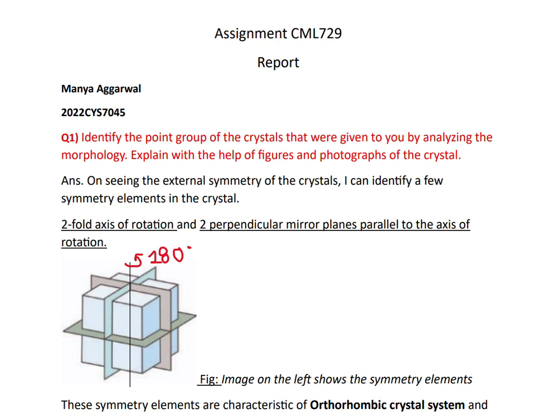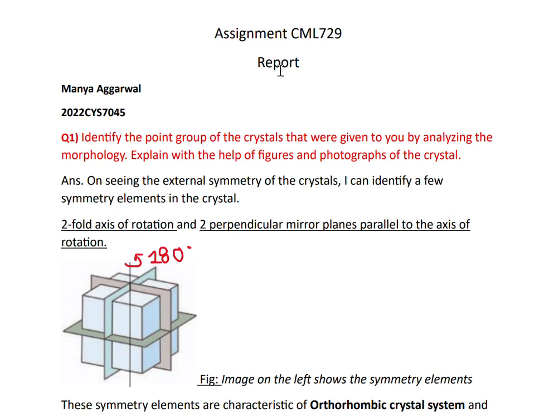My name is Manya Agarwal, and I want to present my report that I prepared for assignment of CML 7 to 9. Let's start with the first question, which says identify the point group of the crystals that were given to you by analyzing the morphology. Explain them with the help of figures and photographs of the crystal.